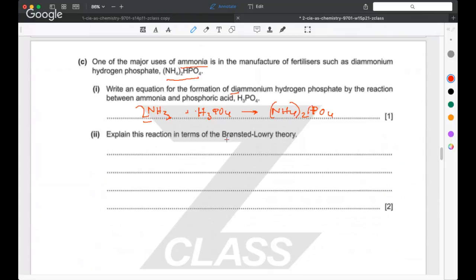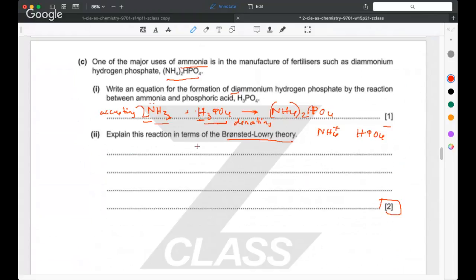Okay, so we've got to explain that reaction in terms of Bronsted-Lowry theory. Well, if you look at this molecule here, it's actually ionic because you've got two ammonium ions, haven't you? NH4 plus, and you've got HPO4 minus. So what happened here was that two of the hydrogens, two of the protons, were given from the phosphoric acid and were accepted by the lone pair of electrons on the ammonia molecule. So this acid was giving away protons, or donating protons, you would say. And the ammonia molecule was accepting the protons. And so we've got 2 marks here.